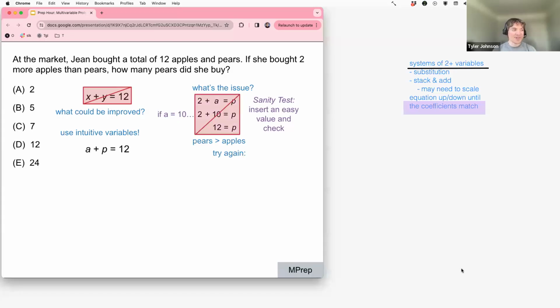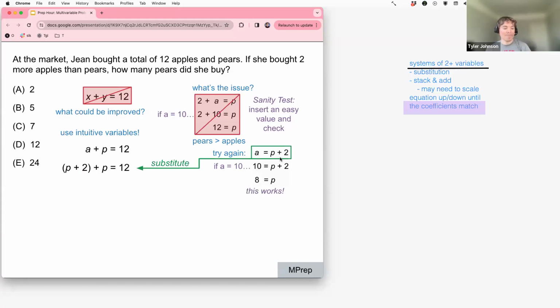So now if I try and retranslate it, I'll throw that +2 on the other side. If I give myself another quick sanity check, just imagining hypothetically, if there were 10 apples, that would give me 8 pears. And that's what I need, 2 more apples than pears. So I've got the proper translation this time.